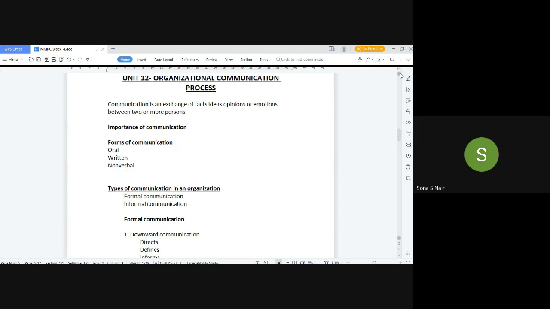Now, what forms of communication can we see in an organization? We can see oral forms of communication in the form of directions and instructions and discussions and meetings. Those are all oral forms of communication. We have written communication because memos, reports, notices, all these are written forms of communication. Non-verbal communication, is it there in the organization? Yes, it is there in the organization. It's an integral part of any communication process.